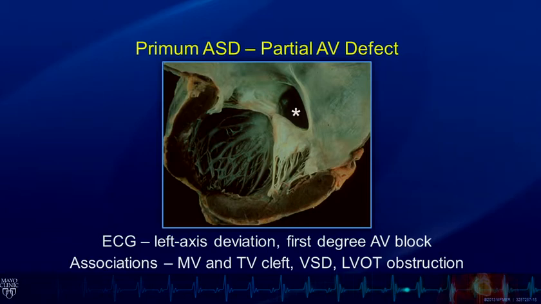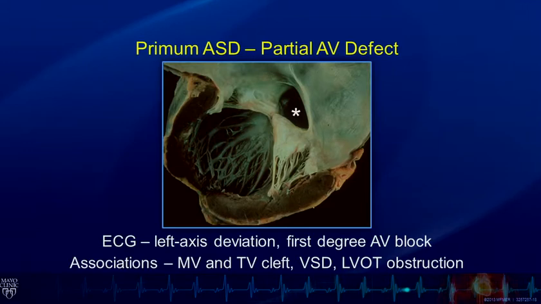The other characteristic features that we want to look for in this type of defect is an abnormality of the tricuspid valve, because this is a defect very close to the atrioventricular valves, where the AV valves are frequently abnormal. In addition, ventricular septal defect may be present, and in that case, we would call this a transitional or partial AV septal defect. And then left ventricular outflow tract obstruction may occur later in life.